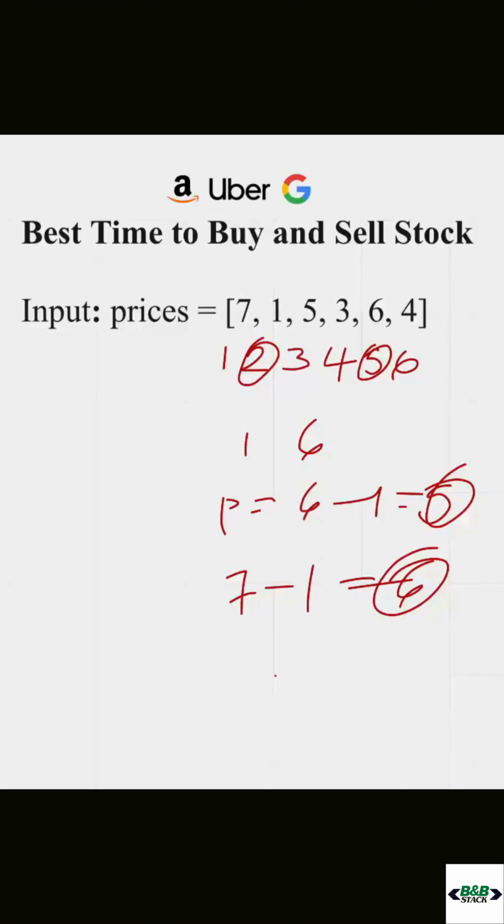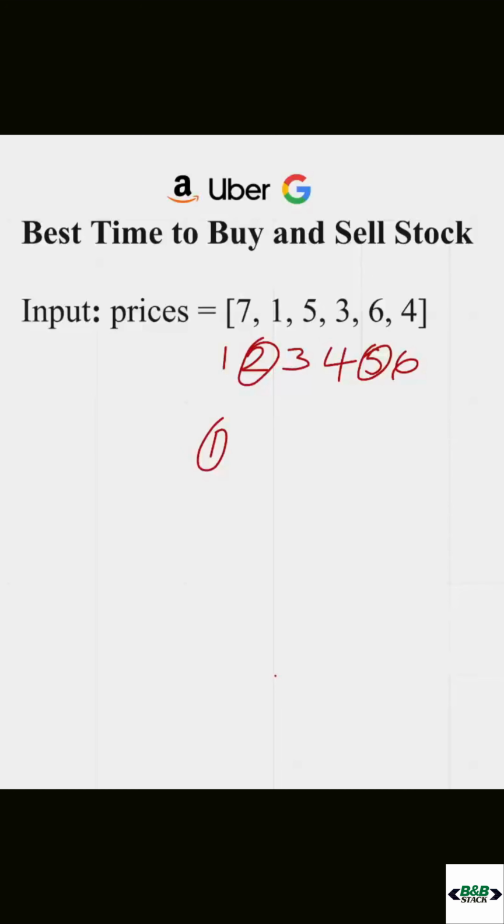But this is not possible because if you want to sell the stock, you need to buy it first. So if you're subtracting 7 minus 1, that means you're buying it today and selling it yesterday, which is not possible.